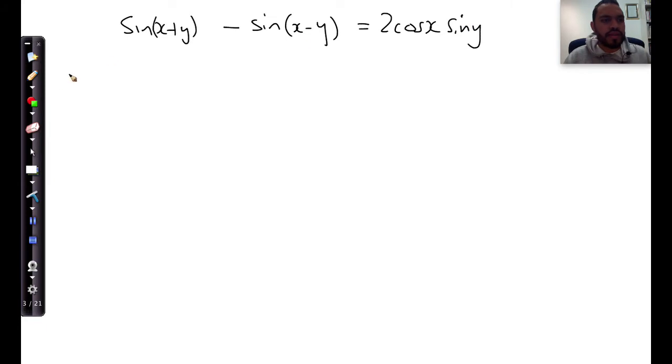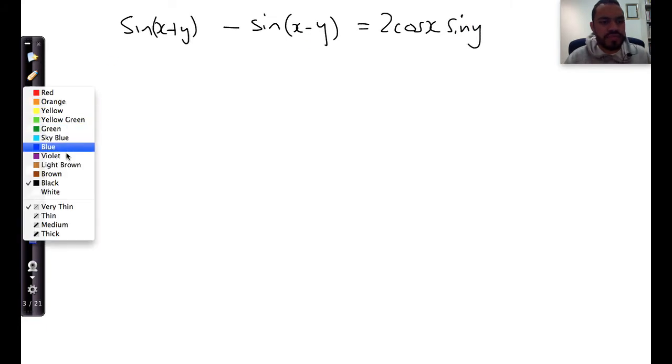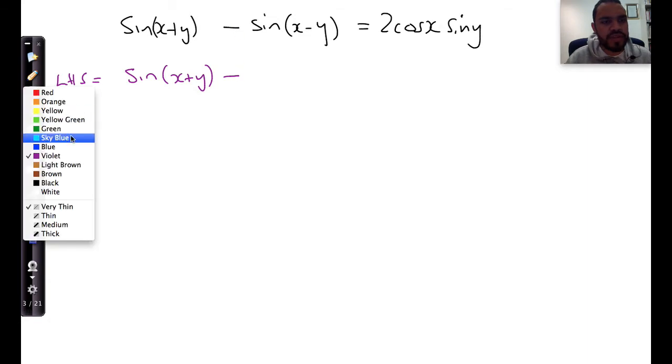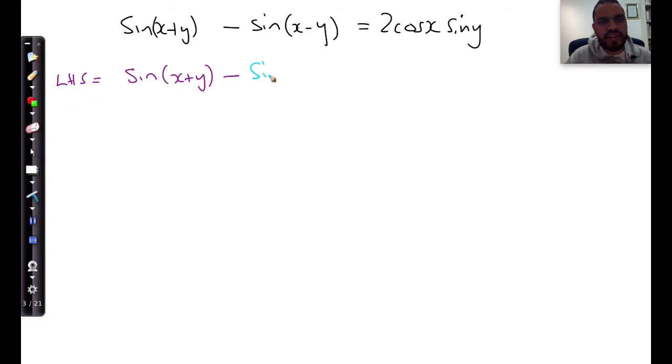Okay, so when we look at this one, very importantly, I'm going to say the left hand side is equal to this thing over here. I'm going to write it out as sine of x plus y, right? And the minus sign I'm going to put down as part of the formula. I'm going to use sky blue for sine of x minus y, and I'm going to stick to those colors as I color code going forward, right? Okay, it's equal to sine of x plus y.